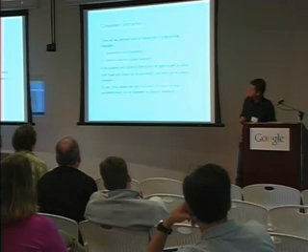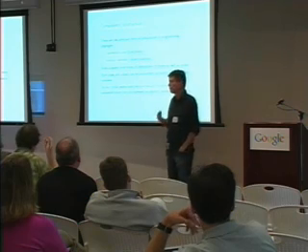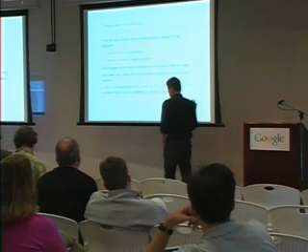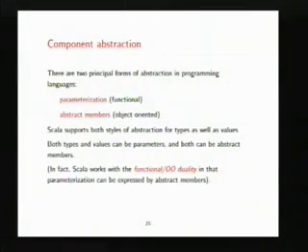Okay, so if we look at how to express components or how to abstract over components, then I think in any programming language, there are two fundamental ways to abstract over things. One is functional, the other is object-oriented. The functional way to do it would be to use a parameter. You don't know what it depends on, so you parameterize it. The object-oriented way would be to say use an abstract member, just postulate it as a member in the class.